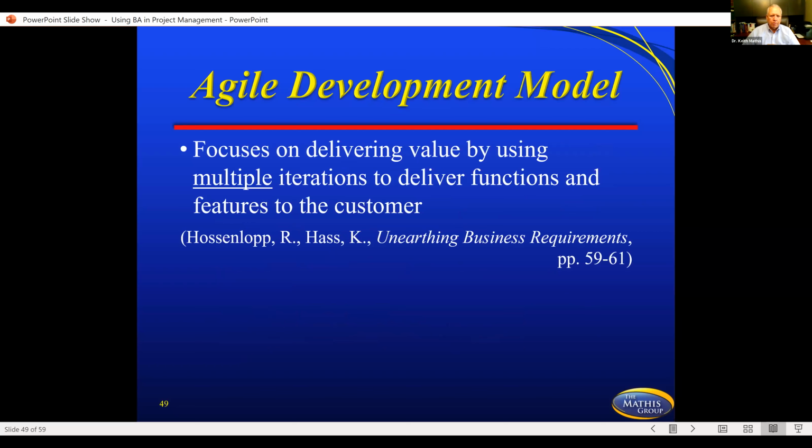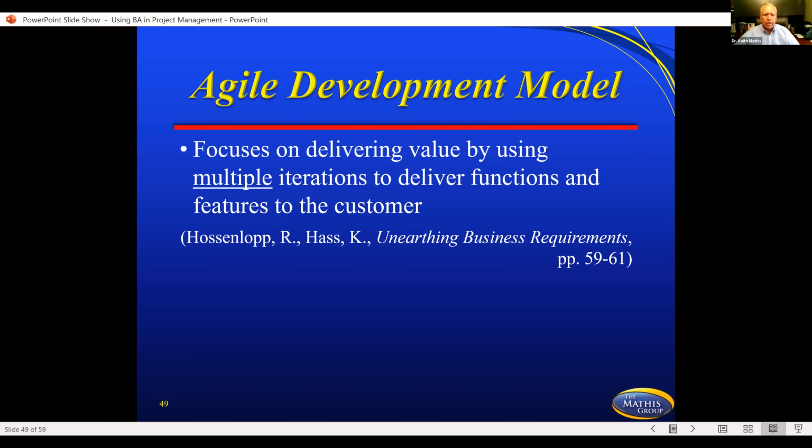The Agile development model focuses on delivering value by using multiple iterations to deliver functions and features to the customer. Now, the good thing about Agile or Scrum or any of these types of iterations or sprints is the customer's receiving and being able to use features and functionality in pieces along the way, rather than waiting 3 years and getting all the features and functionality at the end.